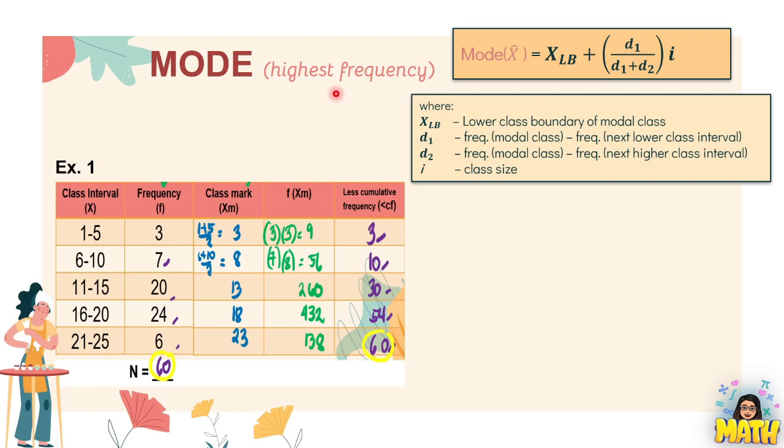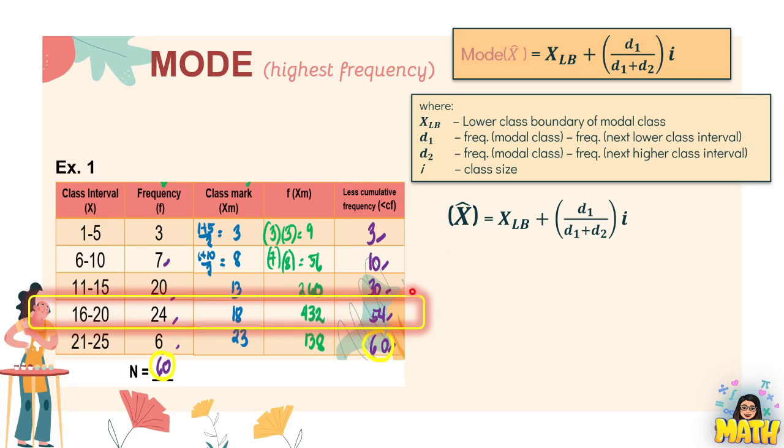So, hanapin po muna natin ang modal class, which is the class interval with the highest frequency. So, dito, ang highest frequency ay 24, which means this one is the modal class. Now, let's use the formula. So, XLB is the lower class boundary of the modal class. So, ganun pa rin, ang lower class boundary is yung smallest data dito, minus 0.5, that is 15.5.